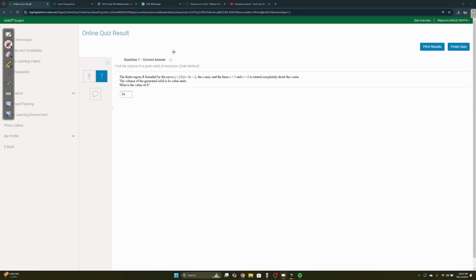The finite region R is bounded by the curve y equals f of x, 3x minus 2, which is a straight line, the x-axis, and the lines x equals 1 and x equals 3, and is rotated completely about the x-axis. What is the volume? Similarly to the area, you have your bounds, your curve, and your axis of rotation. What do you have to do? Volume is equal to pi integral from a to b of f of x squared dx. That's it, you really don't have to do anything. So it's pi integral from 1 to 3 of 3x minus 2 squared dx. What's 3x minus 2 squared?